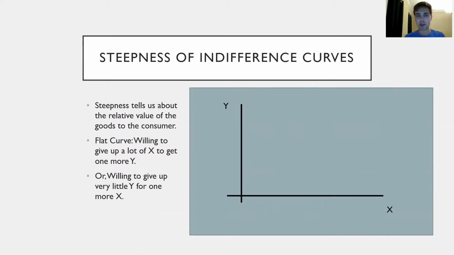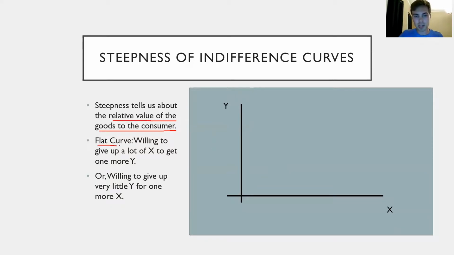So the next thing I want to talk about is the shape of the indifference curve. There are going to be 2 components to the shape, the steepness of it, and then the curvature of the indifference curve. And both of those aspects are going to tell us things about the indifference curve. Okay, so the steepness is going to tell us about the relative value of the goods to the consumer. So this is telling us about how the consumer values each good.